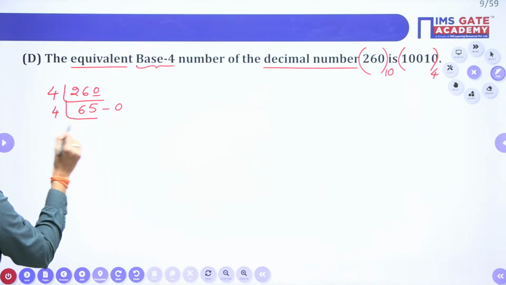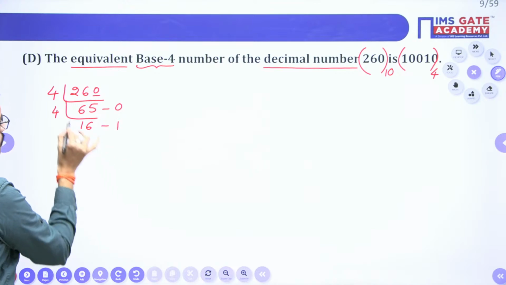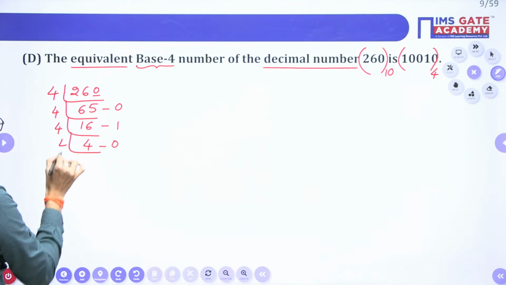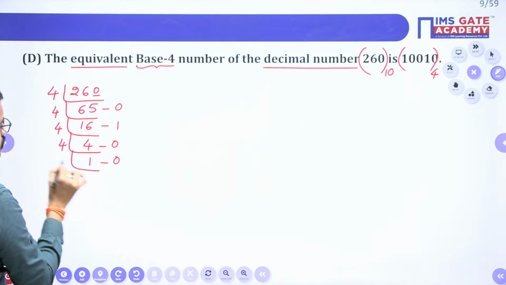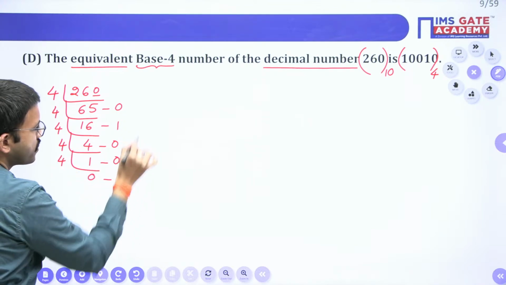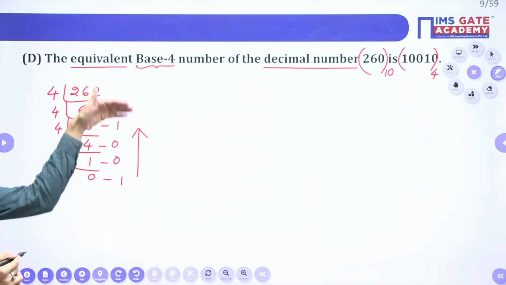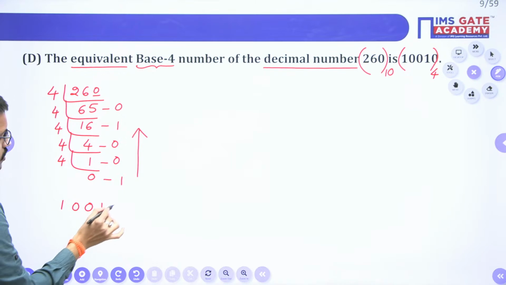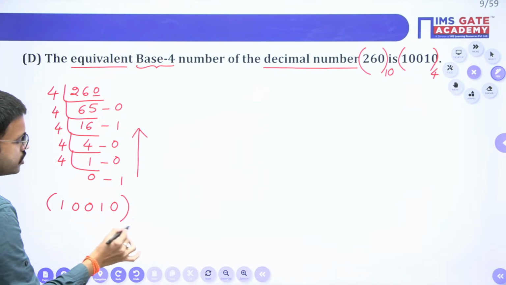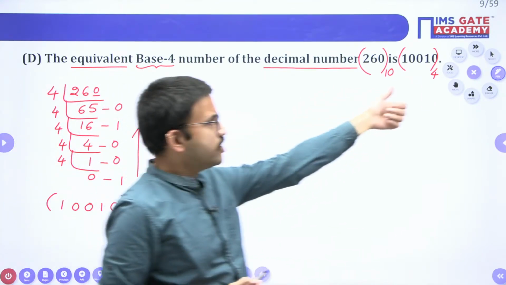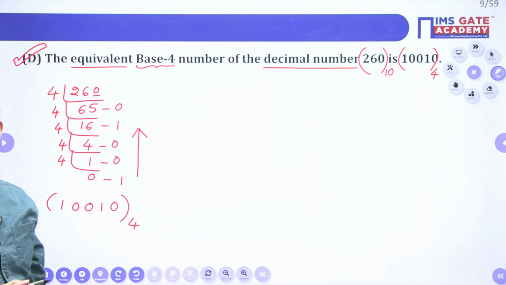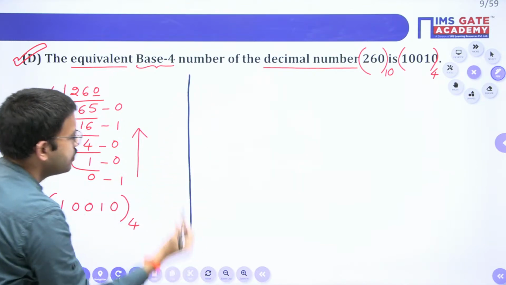Now 4 16s are 64, remainder is 1. 4 4s are 16, remainder is 0. 4 1s are 4, remainder is 0. 4 zeros are 0, remainder is 1. Now once again we'll consider remainders in the reverse order, right? So that means you will get 1 0 0 1 0. 1 0 0 1 0, the same number they have given. That means option D is correct. Yes, very good Sandeep.